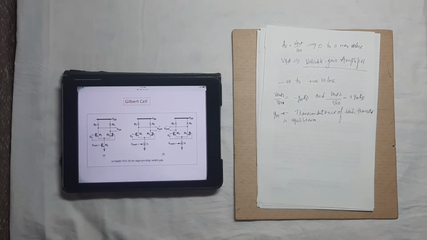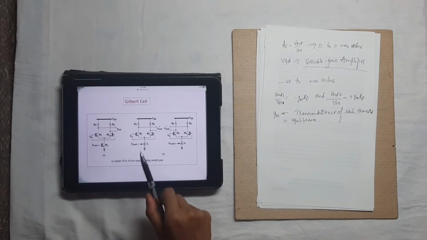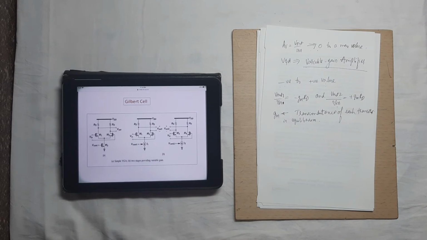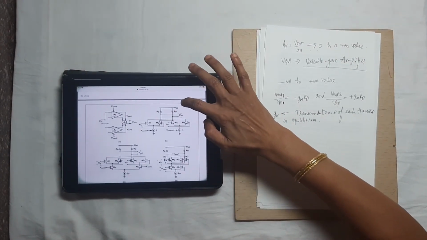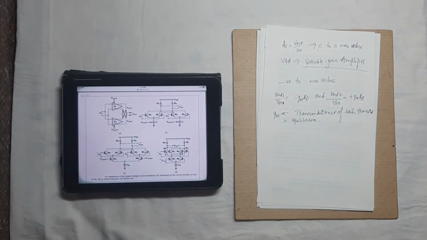Now, how should Vout1 and Vout2 be combined into a single output? Here, this is one circuit and this is the other circuit, but we want Vout1 and Vout2 as a single output. How can we combine them? To combine Vout1 and Vout2, we have the next part of the circuit.